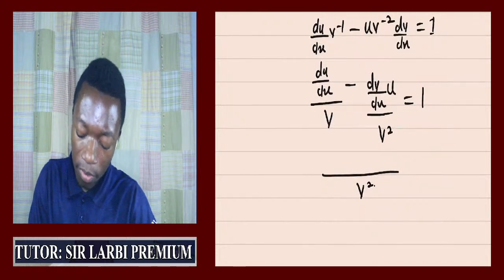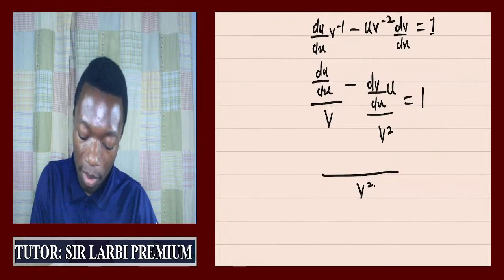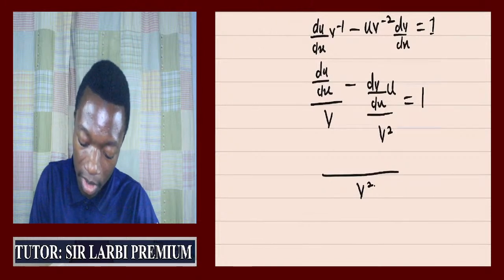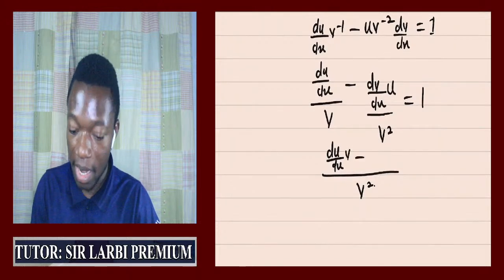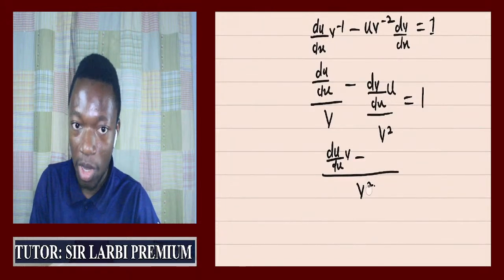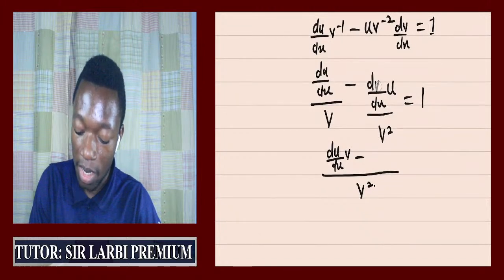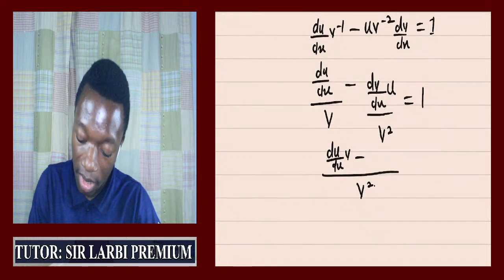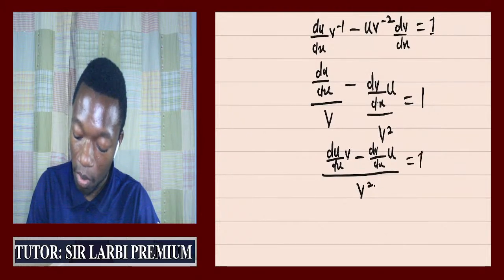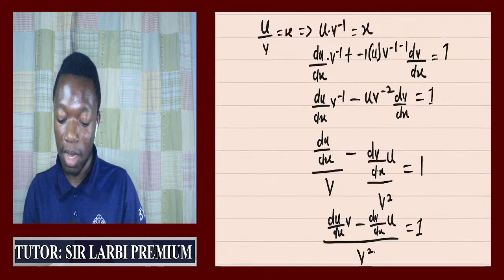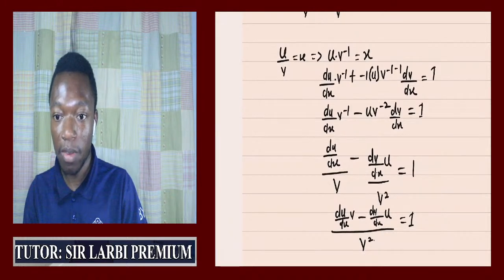So v goes into v squared how many times? V. So v will come and multiply du over dx. So we have du over dx multiplying v minus. Then v squared also goes into v squared how many times? 1. Multiplying dv over dx times u. So it becomes dv over dx, and we have u. And that is equal to 1. So that is the second aspect of the equation that we have differentiated.